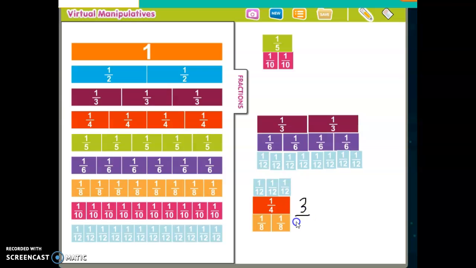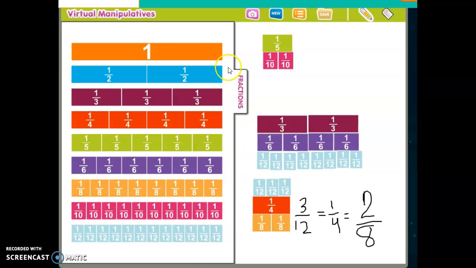3/12 is the same as 1/4, which is also the same as 2/8. Because I know they're equivalent because when I draw them and work with them, they take up the same amount of space. It's also important to remember that equivalent fractions always need to be the same shape.